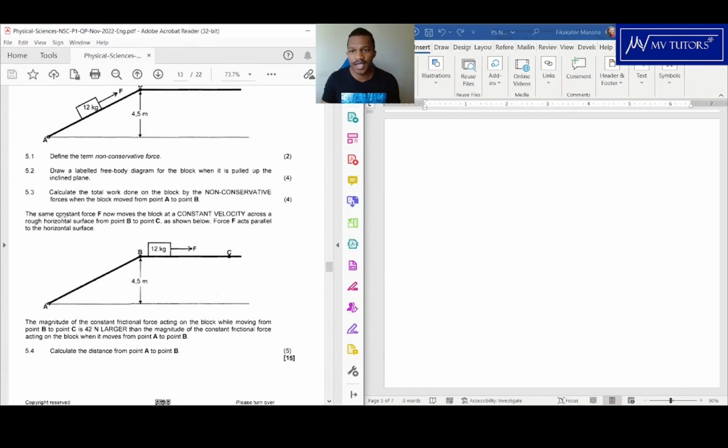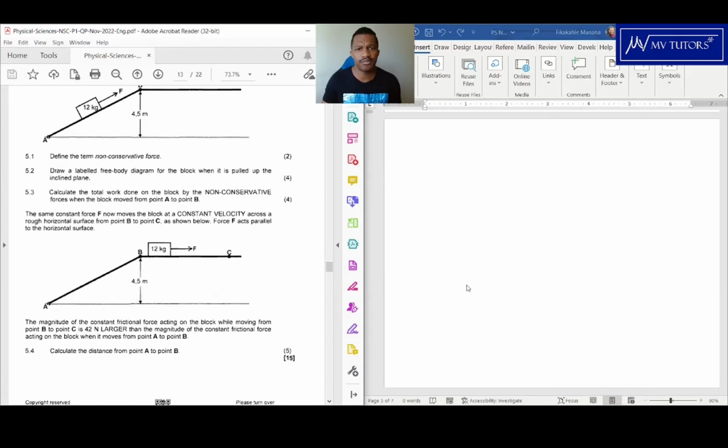Let's look at 5.4 now. It says the same constant force F now moves the block at constant velocity, which means acceleration is 0, across a rough horizontal surface from point B to C as shown below. Force F acts parallel to the horizontal surface. There we go. The magnitude of the constant friction force acting on the block while moving from point B to C is 42 newtons larger than the magnitude of the constant friction force acting on the block when it moves from point A to B.